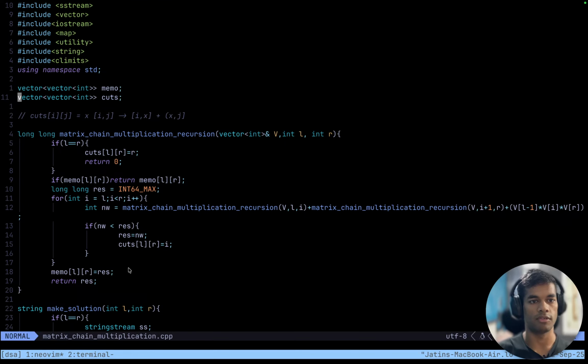Which you are representing with these cuts. This has the things that we need to find the optimal solution.